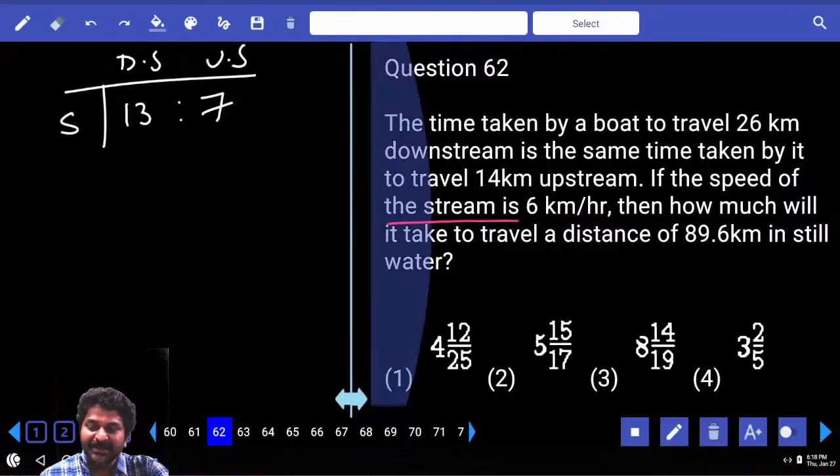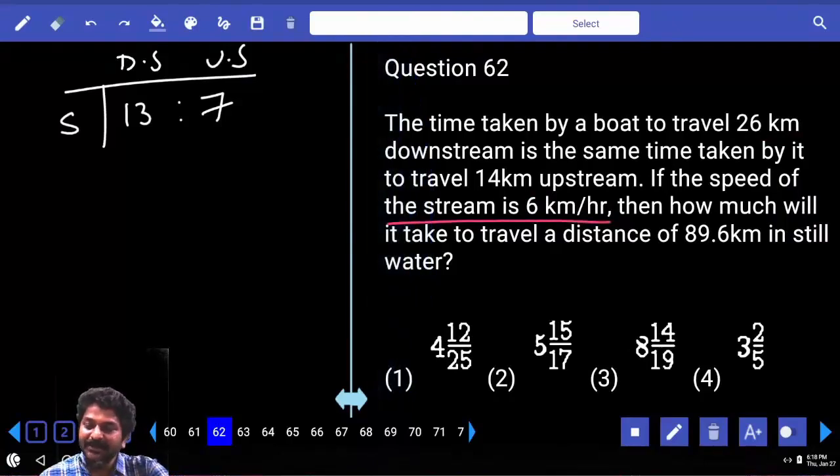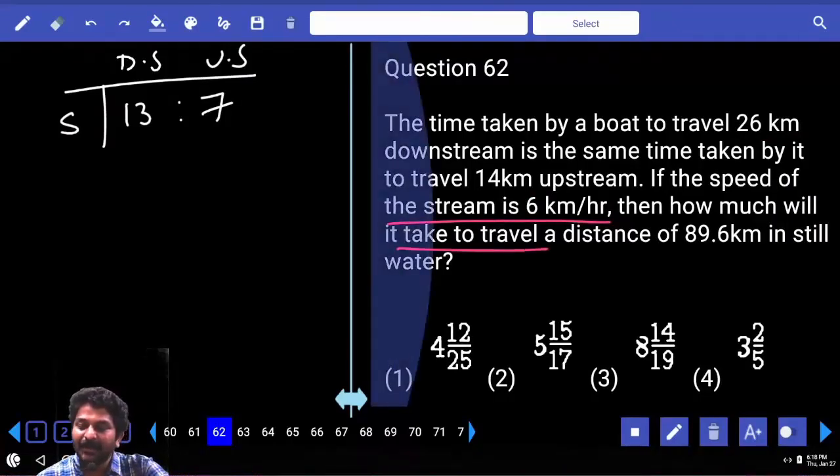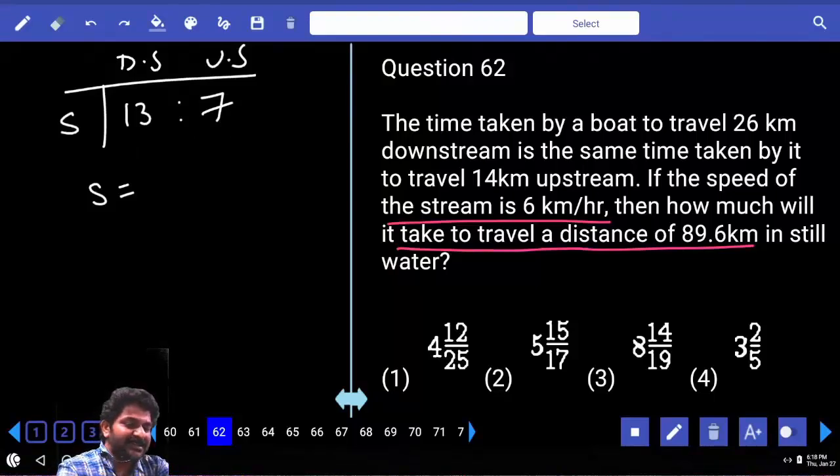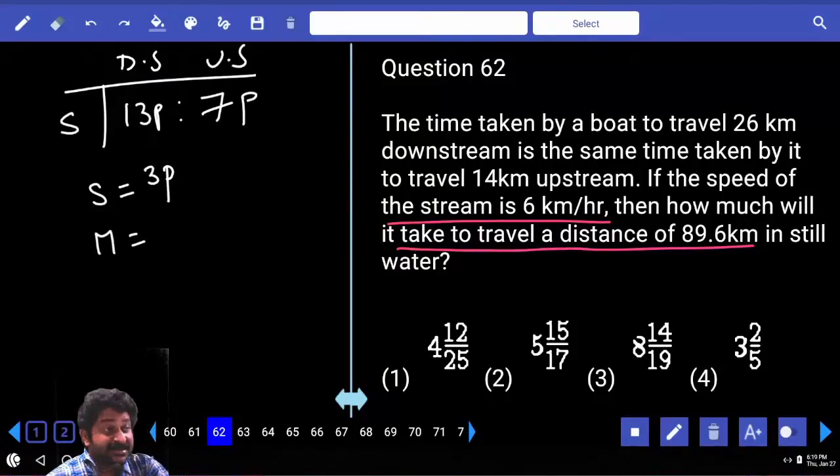If the speed of the stream is 6 km per hour, then how much time will it take to cover a distance of 89.6 kilometers in still water? We need to calculate still water. When you know downstream and upstream, how do you get stream speed? Difference by 2. Downstream minus upstream by 2. Difference is 6 by 2, 3 parts. Now, when you know downstream and upstream, how do you get man speed? Sum by 2. Sum of these two, 20 by 2, right.